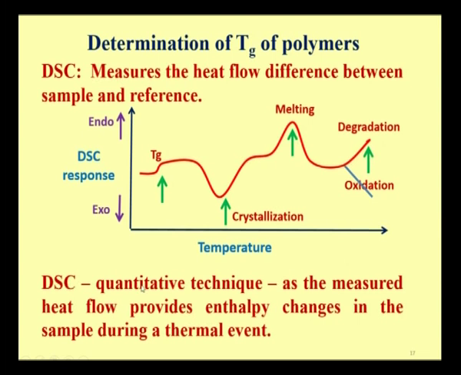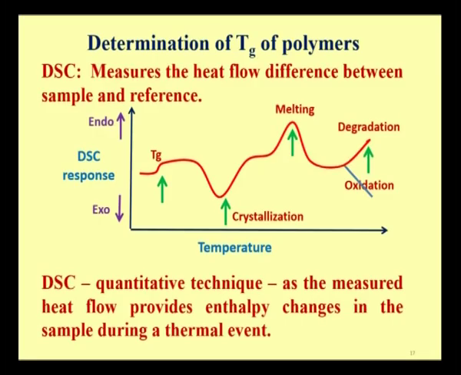Differential scanning calorimetric technique is basically called a quantitative technique because it is used to measure the heat flow which provides enthalpy changes which happen in the polymer sample during a particular thermal event. Hence, it is possible to calculate the area that is below or above the peaks, that is your curves, and that is exactly the measurement of the enthalpy or the amount of heat that is required for that particular change to take place, or the amount of heat that is released during that particular event.